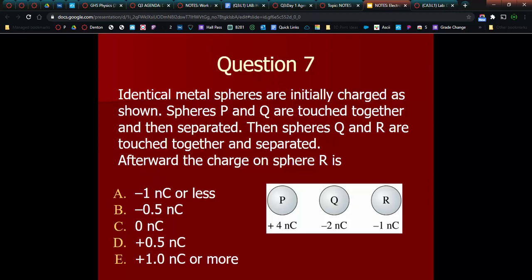Question 7. Identical metal spheres are initially charged as shown. P has positive 4 nanocoulombs, Q has negative 2 nanocoulombs, and R has negative 1 nanocoulomb. Spheres P and Q are touched together and then separated. Then spheres Q and R are touched together and then separated. Afterward, the charge on sphere R is... think about that. What do y'all think?